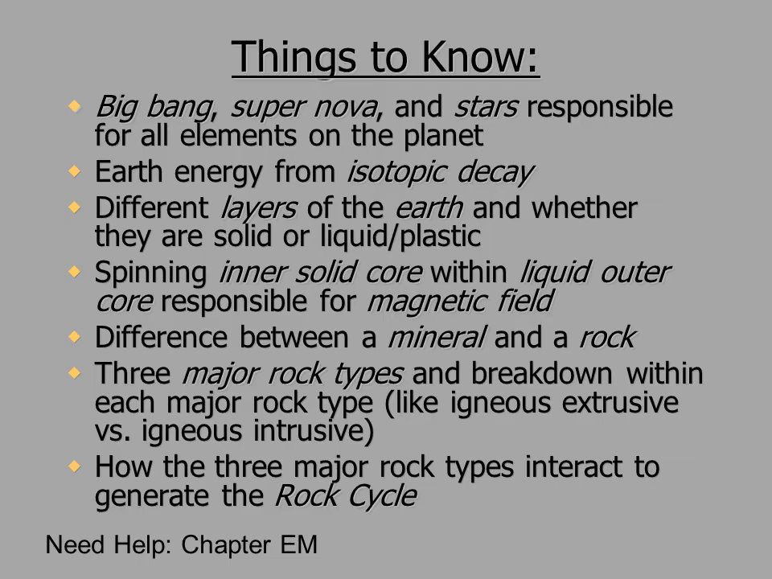Okay guys, so that's this lecture. We've covered Big Bang, supernova, stars responsible for all the elements on the planet, Earth energy from isotopic decay, different layers of the Earth and whether they're solid or liquid/plastic. We've got a spinning inner solid core with a liquid outer core. That makes our magnetic field. You need to know the difference between a mineral and a rock, 3 major rock types, and breakdown within each major rock type. By that I mean, igneous is a major type, and then the smaller breakdown is extrusive or intrusive. Sedimentary is a major type, then you have chemical and clastic. And then how the 3 major rock types interact to generate the rock cycle.